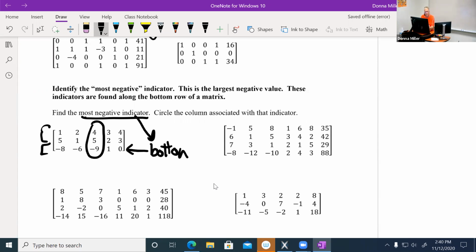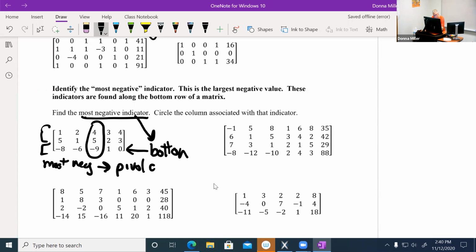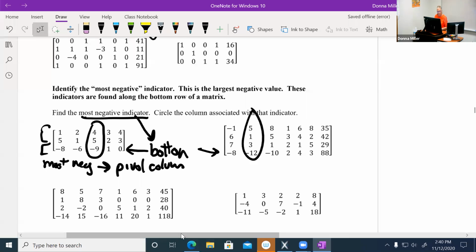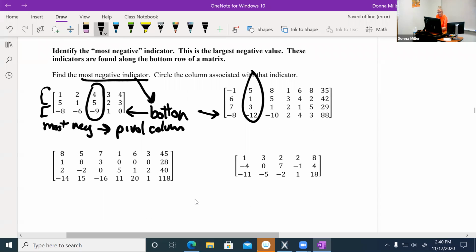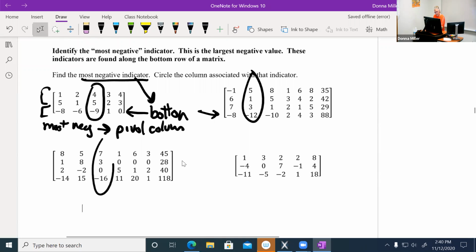The most negative is the pivot column. So the most negative here is there, that's your pivot column. I'm just looking at that bottom row. Where's the most negative here? This one? And that one. That's your pivot column.